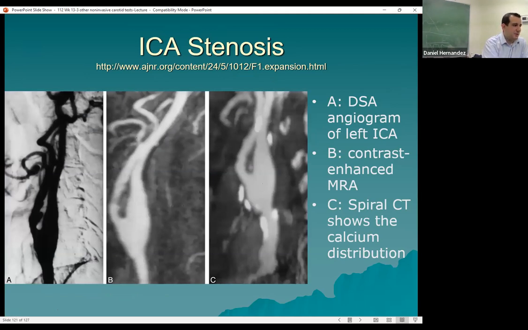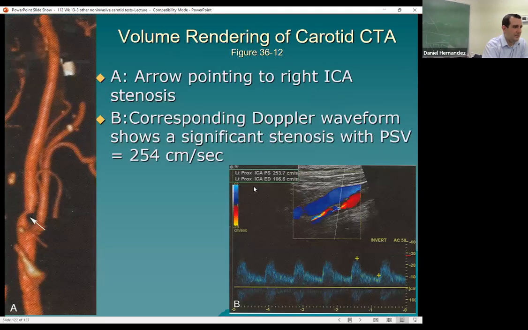So here are just examples of our CTA images. This is digital subtraction angiography. This is our enhanced MRA, and then this is our spiral CT. This is a volume rendering CTA. So we're able to get 3-dimensional volume rendering for our vessels. This one showed a severe luminal narrowing. And then with ultrasound, we got 254, indicating a greater than 70% stenosis in that area.